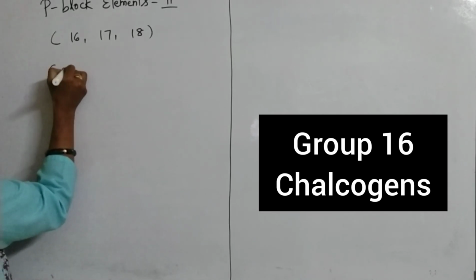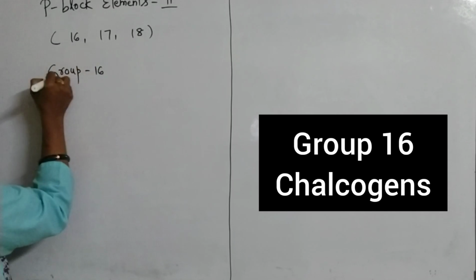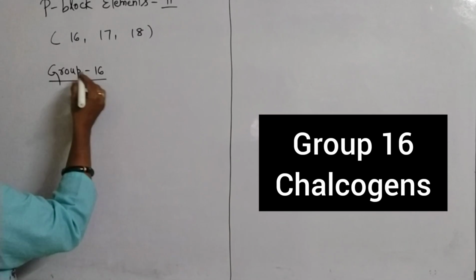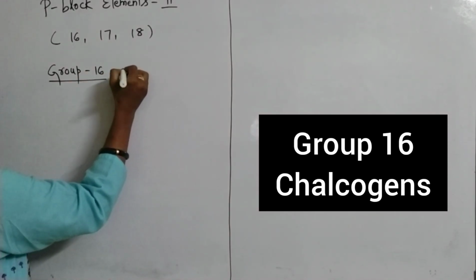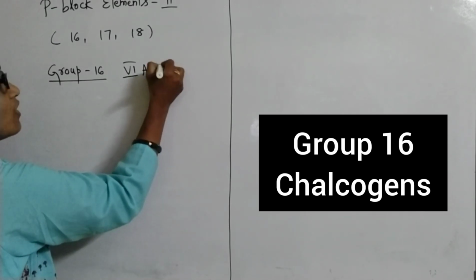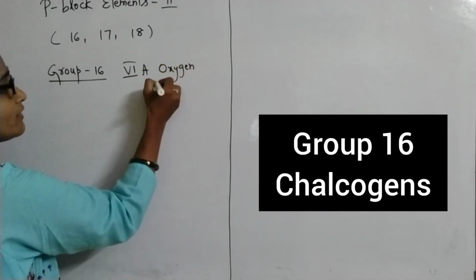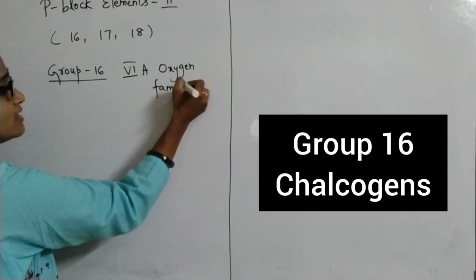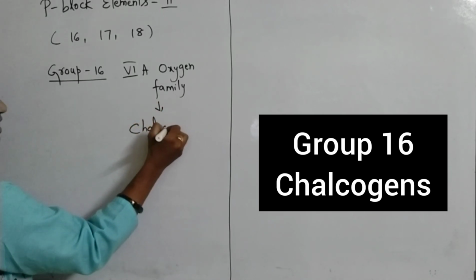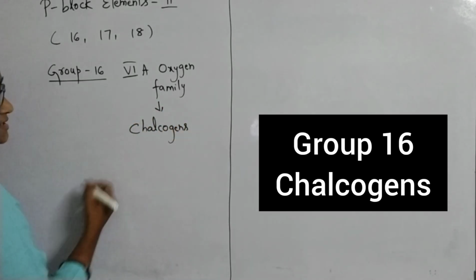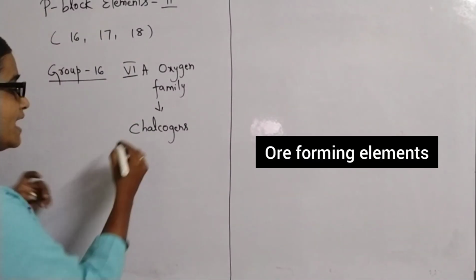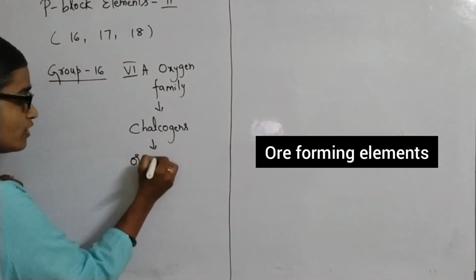So if you speak about group 16, group 16 elements are the oxygen family. 6A group elements are called as 16th group elements. They are called as oxygen family. These are also called as chalcogens. The word chalcogens stands for ore forming elements.